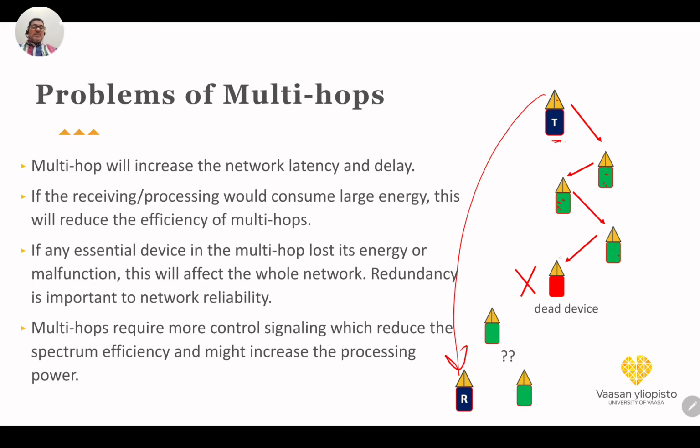Also, we have a problem if one of the essential sensors in the middle is dead for any reason, maybe battery or malfunction or any fault, then the connection can be disconnected. So it will not be possible to connect from the transmitter up to the receiver. Of course, in that case, we need to increase the redundancy of the network so it can find some other path up to the receiver. Okay, so we have problems with multi-hop, but sometimes it can be the only solution available.